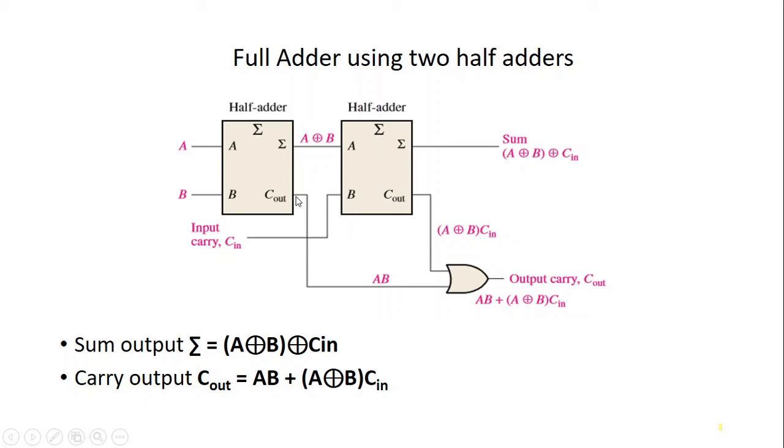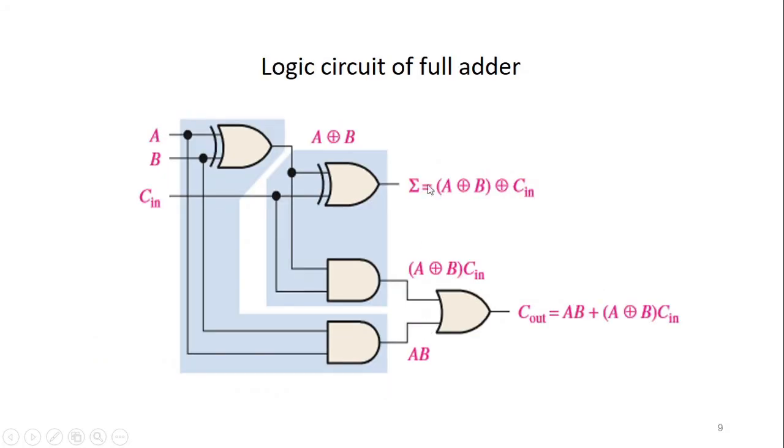and this and the carry out of the first half adder is the input for this OR gate, produces the final carry output bit. So the sum output of the full adder is A XOR B XOR C, and carry output is represented as AB plus A XOR B into C in. This is the logic circuit for the full adder. Here two XOR gates produces the sum bit and the carry is produced using two AND gates and an OR gate.